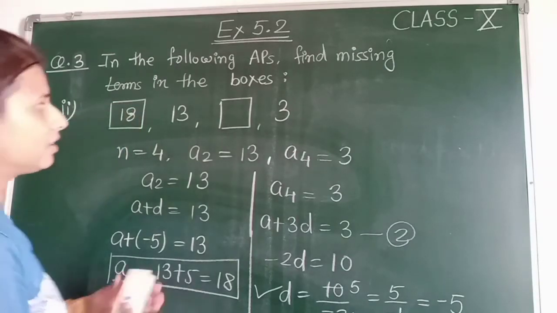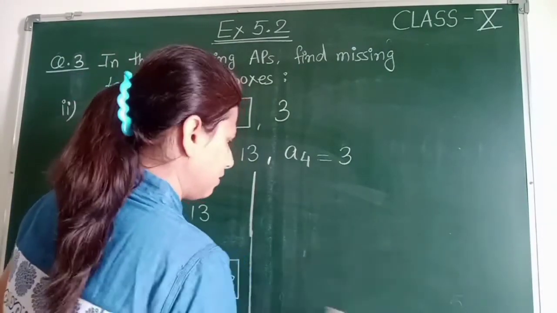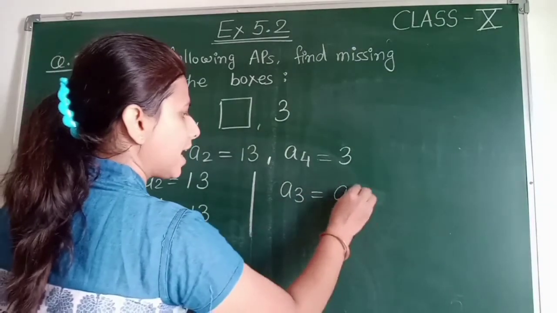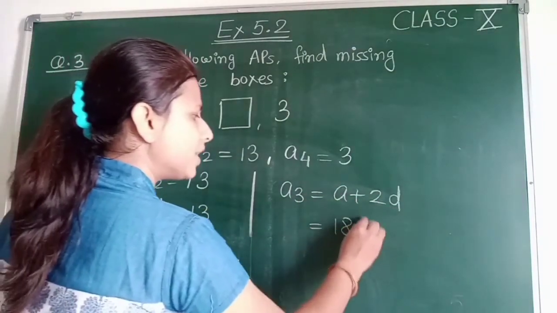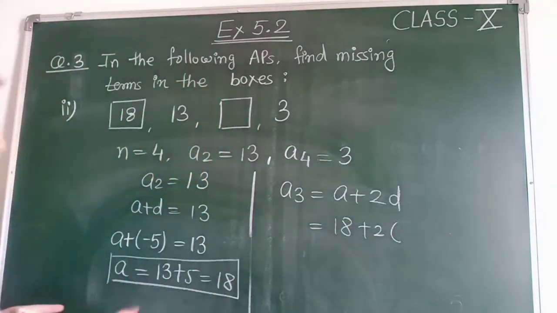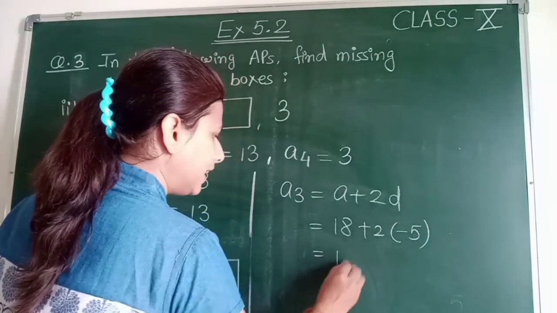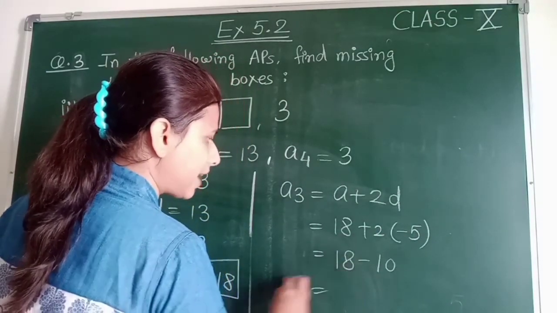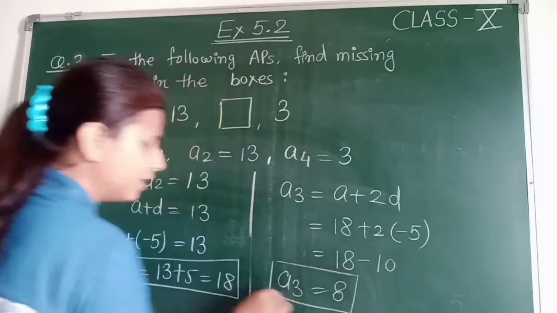Now we will find the third term. We know, student, the third term is written as A plus 2D. The value of A is 18, plus 2 into the value of D, as we already found, minus 5. 18 plus, minus, minus 5 2s are 10, and when we subtract this we will get 8. So the third term will be 8.